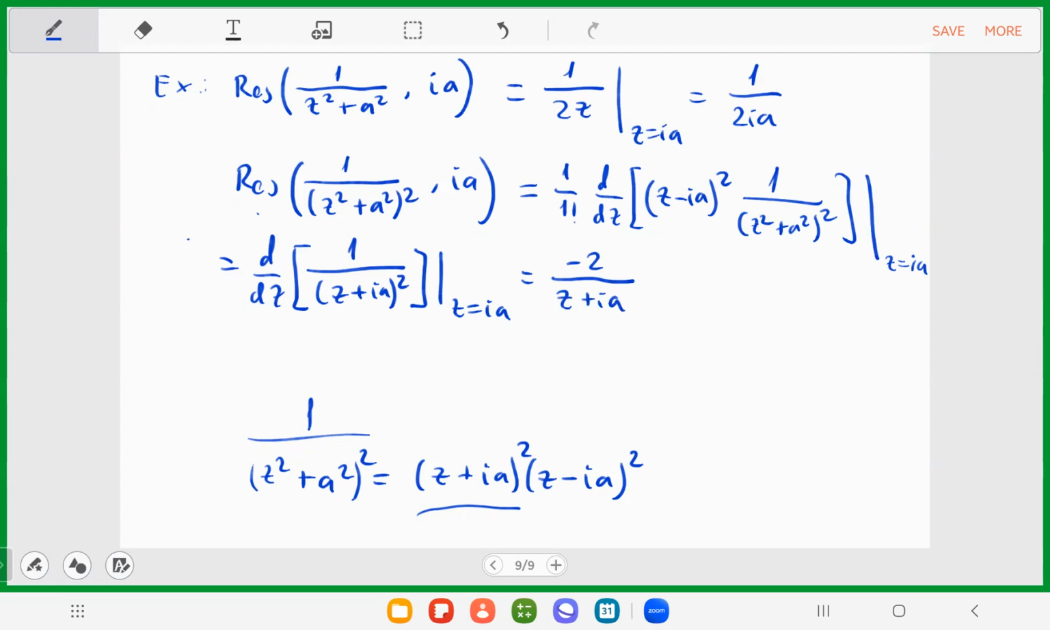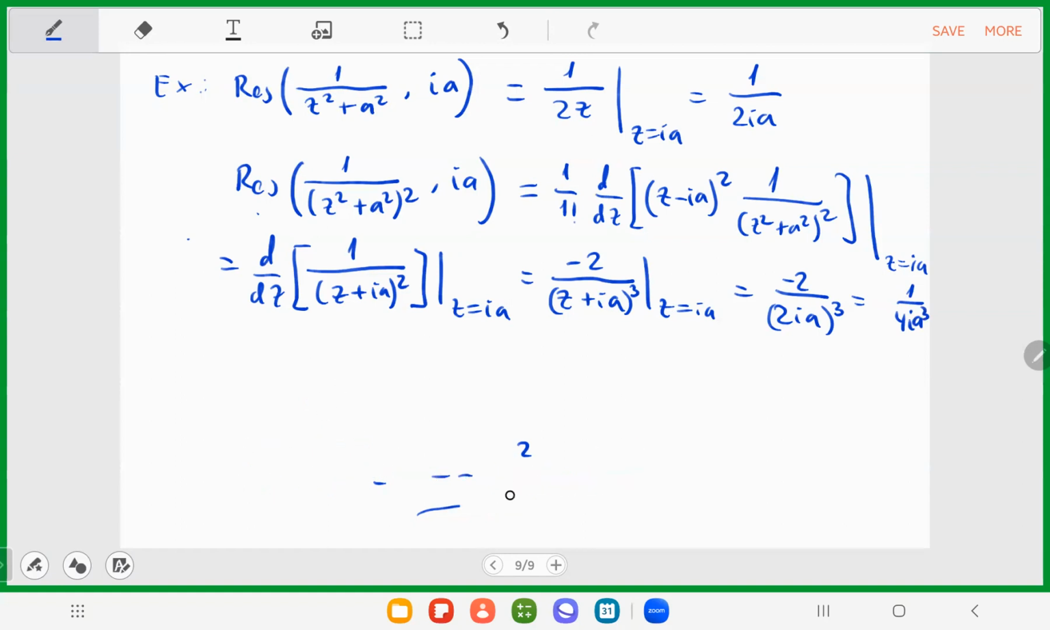Right. And now evaluated at ia gives me minus 2 divided by ia plus ia. Sorry, this has a minus 3. Minus 2, this to the minus 3. So we have 2ia cubed. The result is minus 2 divided by 8, which is 4, i cubed, which is minus i, so this plus, this disappears, and then a cubed, right? Okay, this is what it should be. Do you want to try one? Maybe you are more efficient than me.